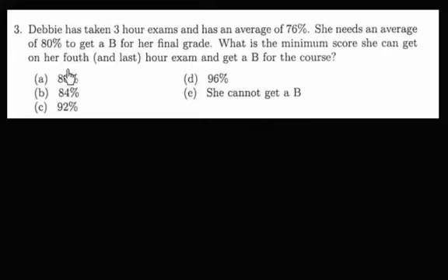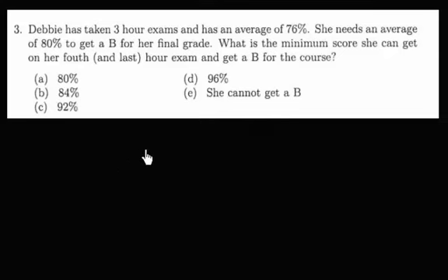Okay, hello, welcome to number 3 on the spring 2010 final exam. So Debbie has 3 1-hour exams and has an average of 76%. She needs an average of 80% to get a B in her final grade. What is the minimum score she can get on her fourth and last hour exam and get a B for the course? Now we're going to assume that her last test is worth the same amount as her 3 first tests. So what's the minimum score?